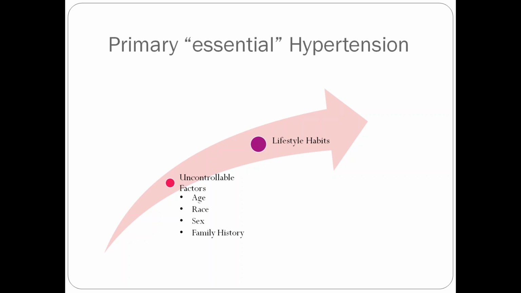Lifestyle habits that increase risk for hypertension include being overweight or obese, physical inactivity, use of tobacco products, eating too much sodium, drinking too much alcohol, and last but not least, stress.